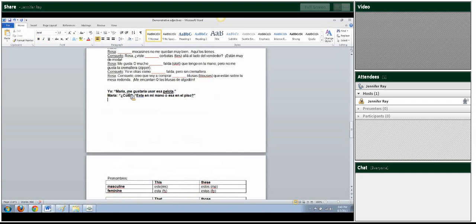María, me gustaría usar esa pelota. So I said, María, I would like to use that ball. And she says, ¿Cuál? ¿Esta en mi mano o esa en el piso? So she says, which? This one in my hand or that one on the floor?